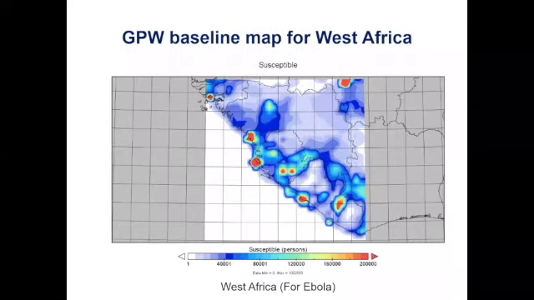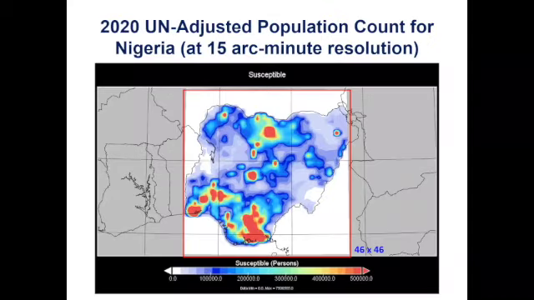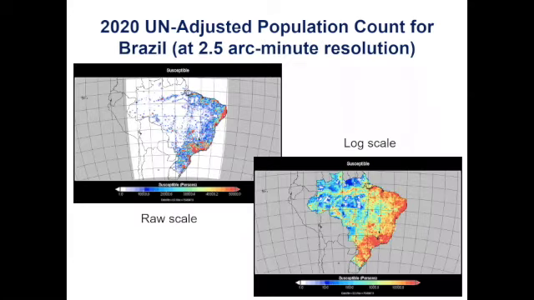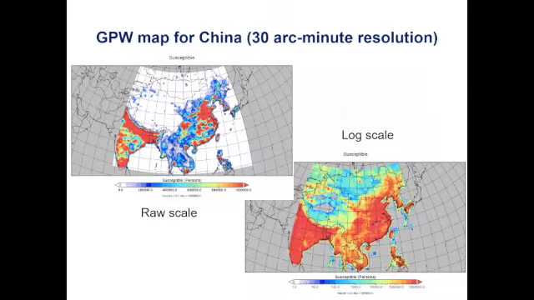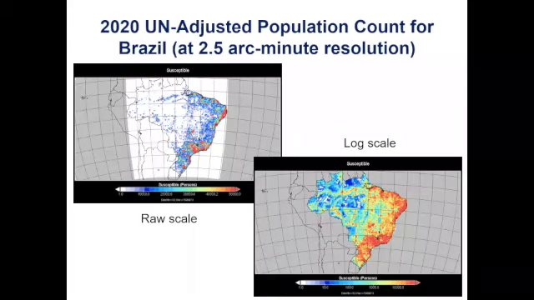Here is West Africa. A few years back, we were running some simulations for the model to track Ebola in West Africa. Here is Nigeria, 2020 population count at the 15 arc-minute resolution. I may have skipped a slide there. GPW map for China. You could also view the data in raw scale or in the log scale. You could see Brazil, raw scale and log scale.